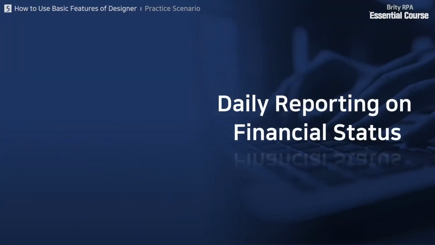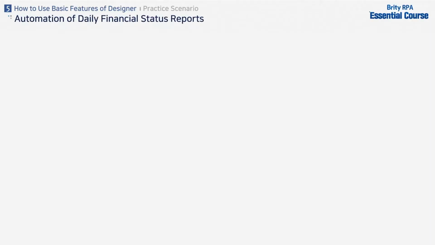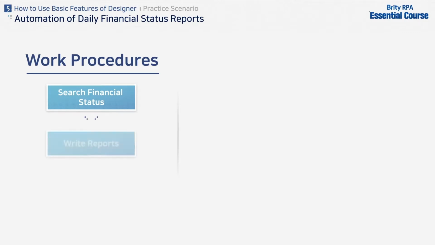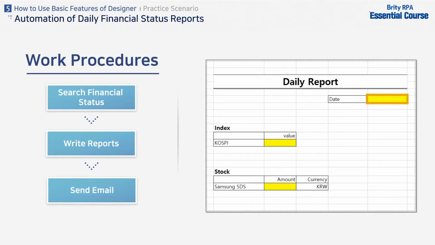The practice scenario for this is the automation of daily financial reporting. Shall we take a look at the working procedures before we start with the automation? First, search for the financial status on the web, write a report, attach the written report file, and then send it by email. In the report, write today's date, KOSPI, and the Samsung SDS stock price.